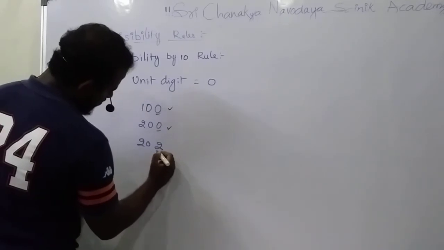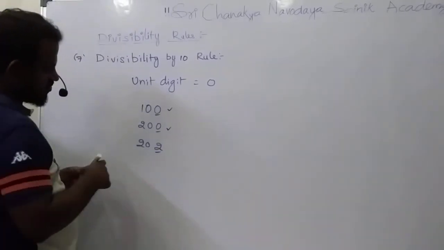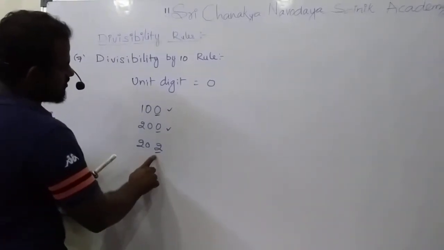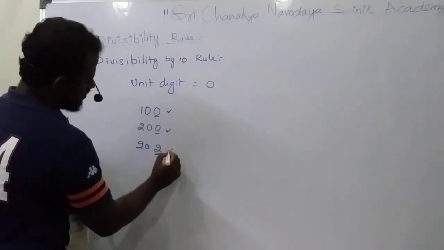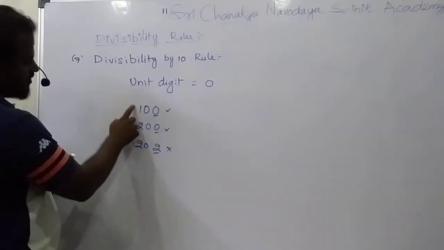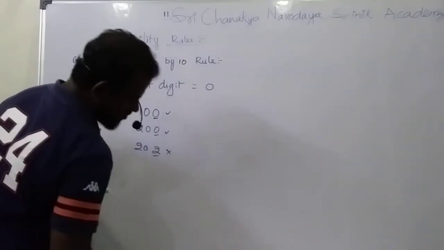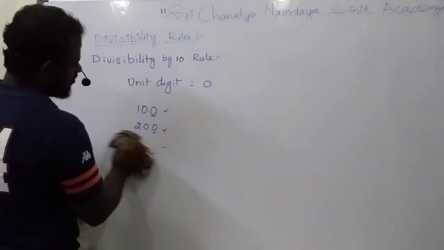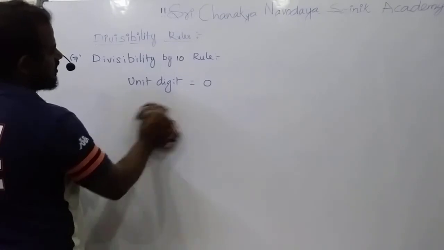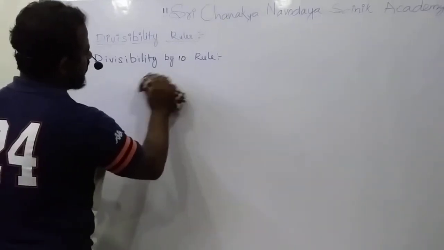In the third number, the unit digit is not 0, it is 2. So if the unit digit is not 0, it is not divisible by 10. Only these first 2 numbers are divisible by 10. So the divisibility by 10 rule is easy. If the unit digit is 0, then easily we can say that number is divisible by 10.